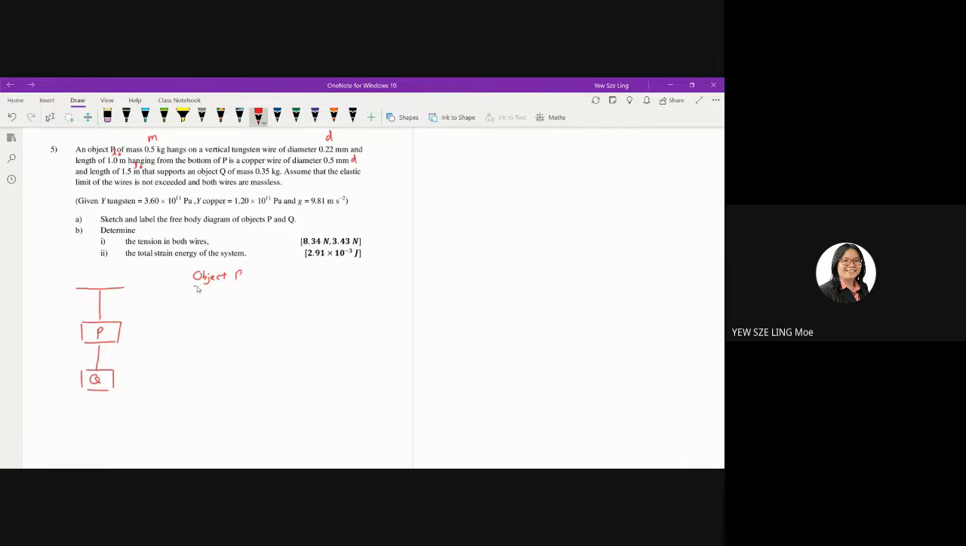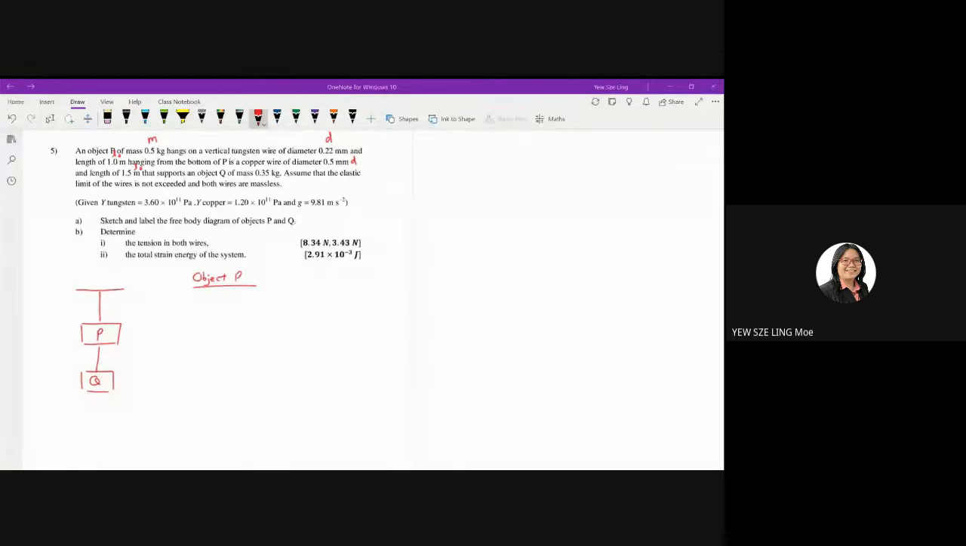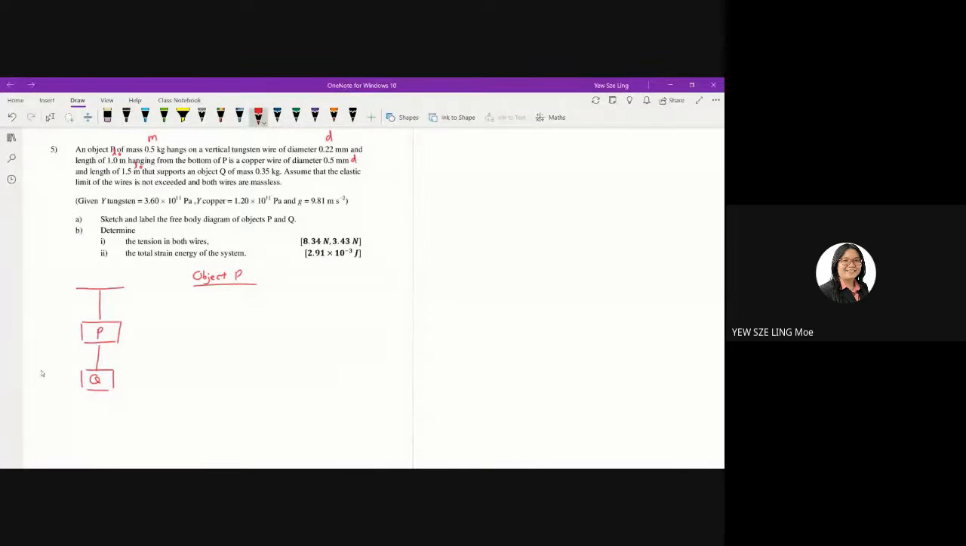okay, for object P, so what do we have? So if you look at the diagram, object P comes with a tension that is going upwards. Okay, so I'm going to call this tension, in the tungsten wire, T with a subscript T, to represent the tension inside the tungsten wire. And then there's another tension at the bottom, but this tension I'm going to call TC, tension of the copper.